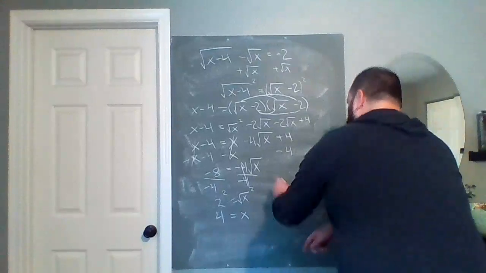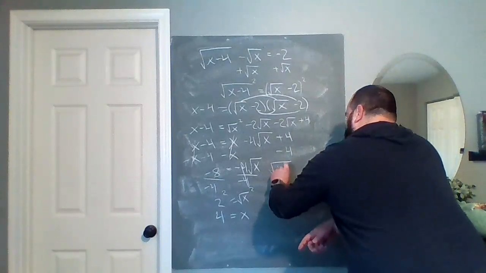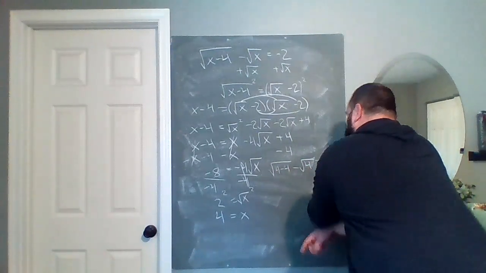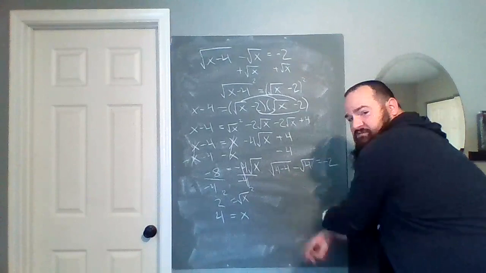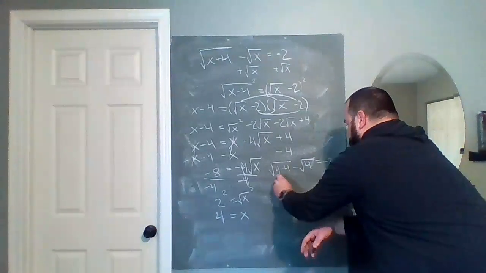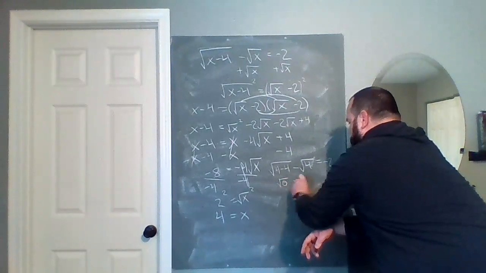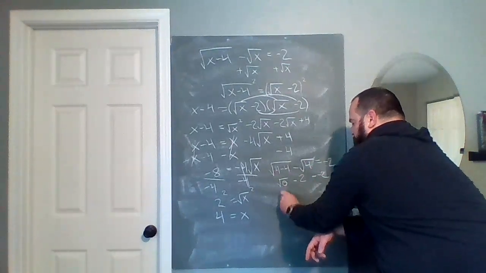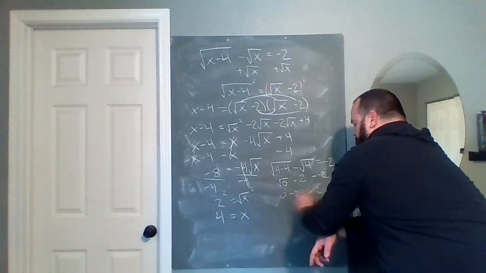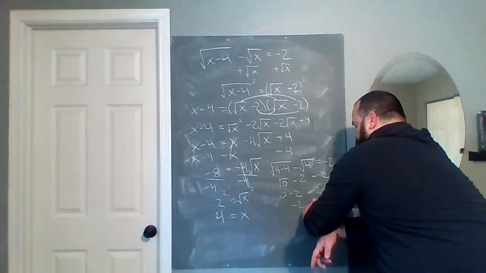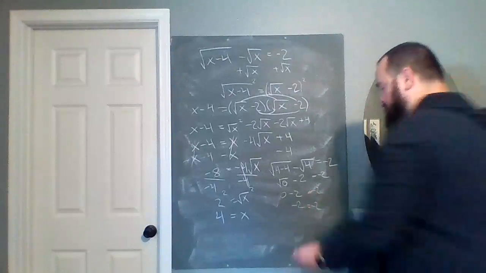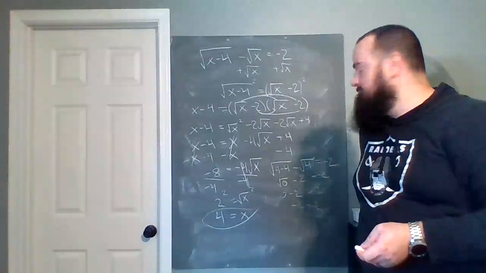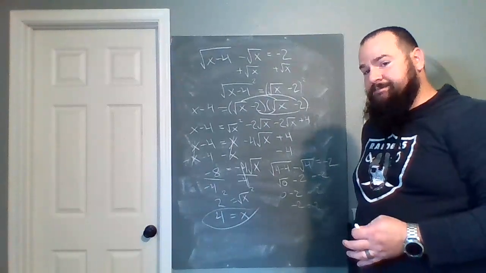So, square root of 4 minus 4 minus square root of 4 equals -2. 4 minus 4 is 0, so I have the square root of 0. Square root of 4 is 2, so I'm going to fill that in. Square root of 0 is 0. 0 minus 2 is -2, and lo and behold, -2 equals -2. That's our solution. We are done. Pretty straightforward and easy. Okay?